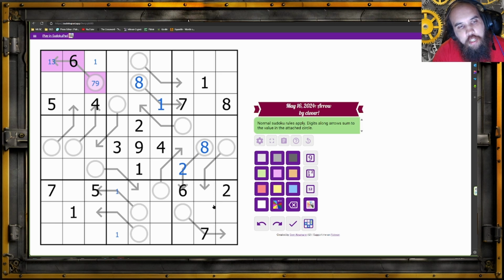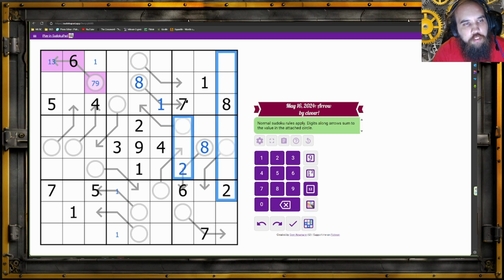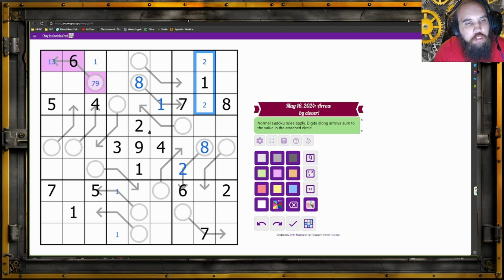Okay. How about these 2s? 2 up, 2 up. So one of these two here in the middle is a 2. 2 over, 2 over. One of these two is a 2, or one of these three is a 2.